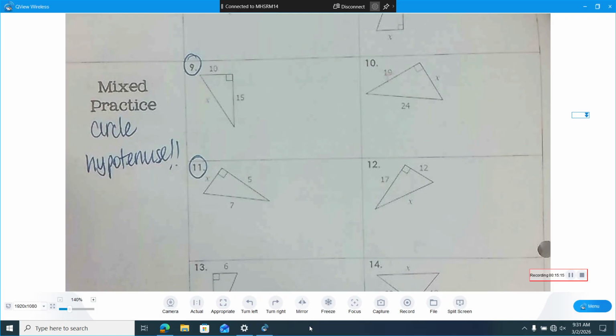Circle your hypotenuse and write that equation out. Then finish solving it. Good. What do you do last? Nice job. Good.